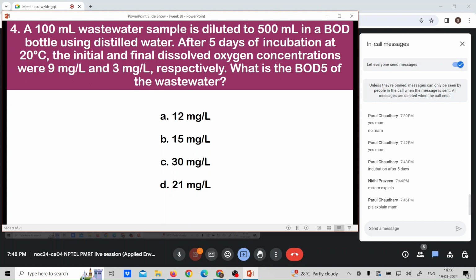When you do the titration, you have to add starch and you have to again titrate until it is colorless. So this is all you have to do. This is the experimental part of it.